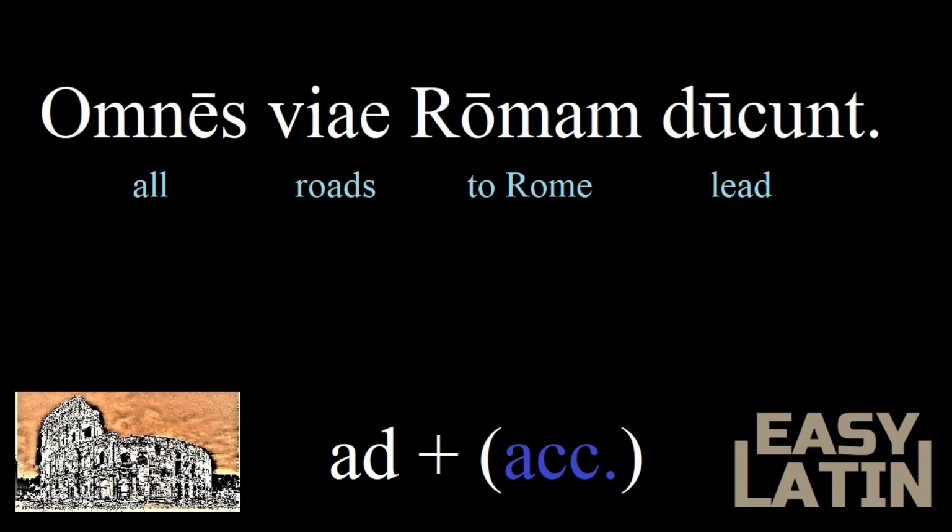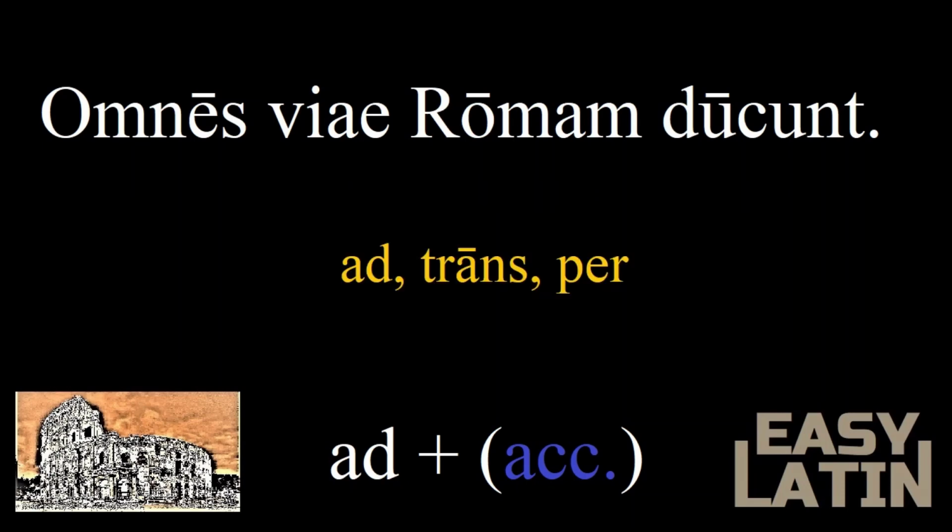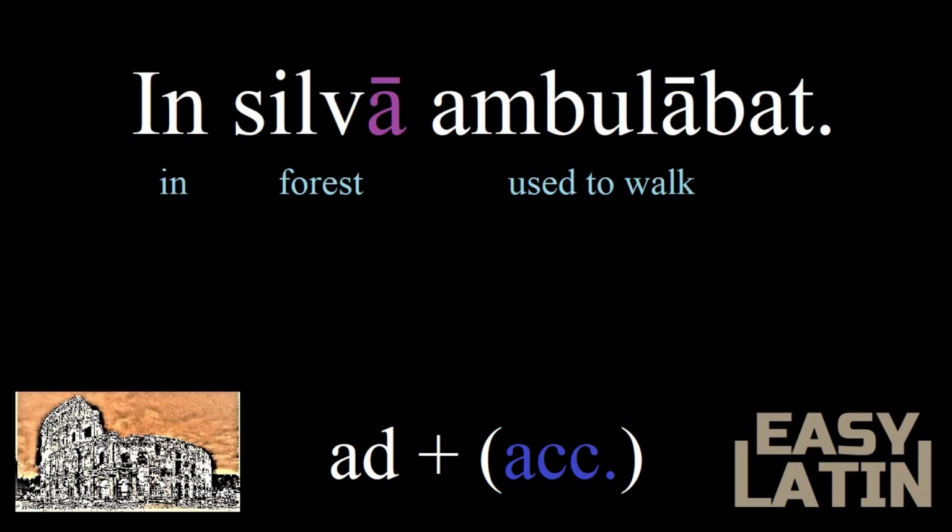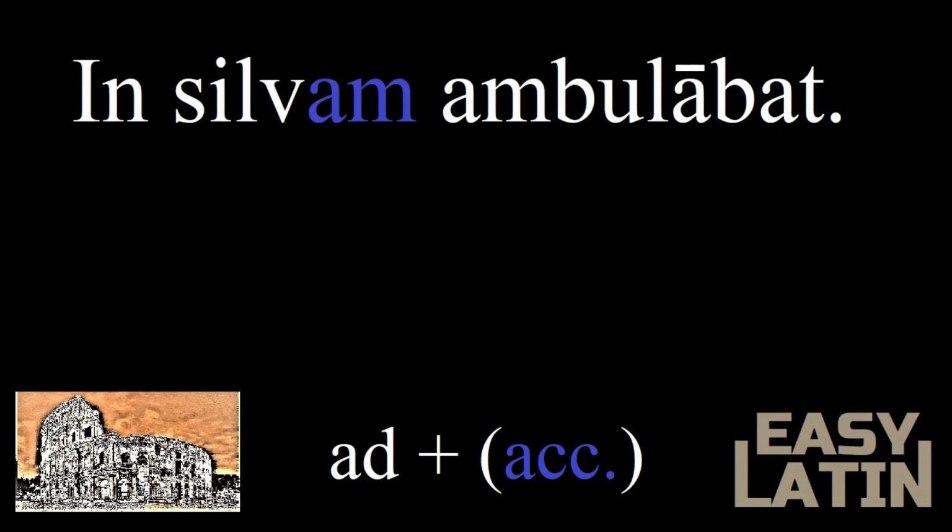There are many prepositions that trigger the accusative, a lot of which involve movement, like ad, trans, and per. The difficult prepositions are the two-way prepositions, like in. These can be followed by either a noun in the ablative or accusative case. We use the ablative case when we are talking about the location of an action. So, in silva ambulabat means he or she used to walk in the forest. But we use the accusative case when there is movement involved. So, in silvam ambulabat means he or she used to walk into the forest or enter the forest. Another preposition like in is super.